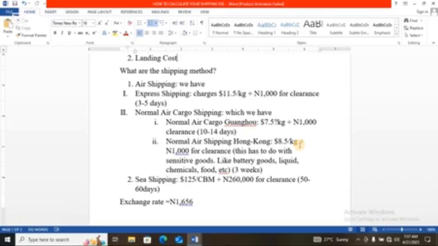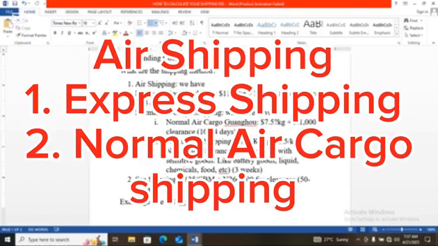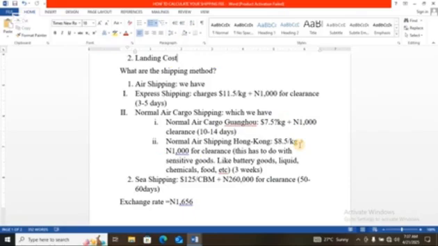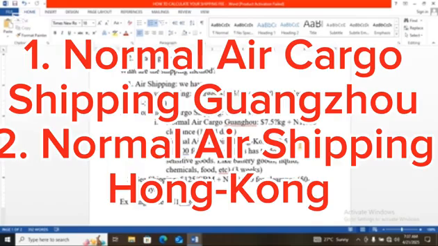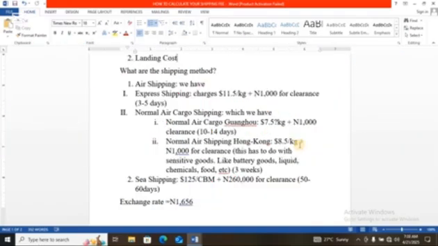So in air shipping, we have basically two types of air shipping. We have the express shipping, and then we have the normal cargo shipping. Within the normal cargo shipping, we have shipping that has to do with sensitive goods. Now let's move to number one, which is the express shipping. Now what is express shipping?